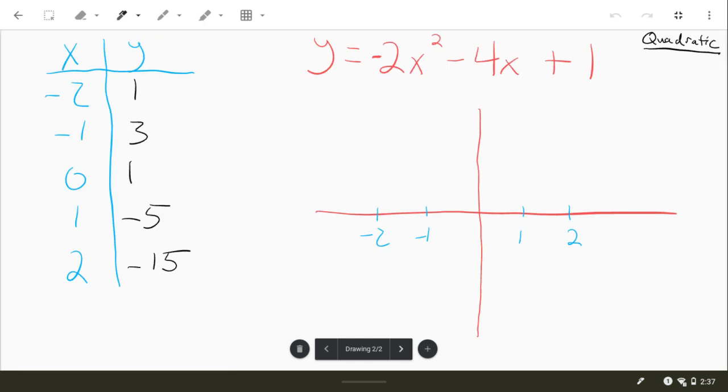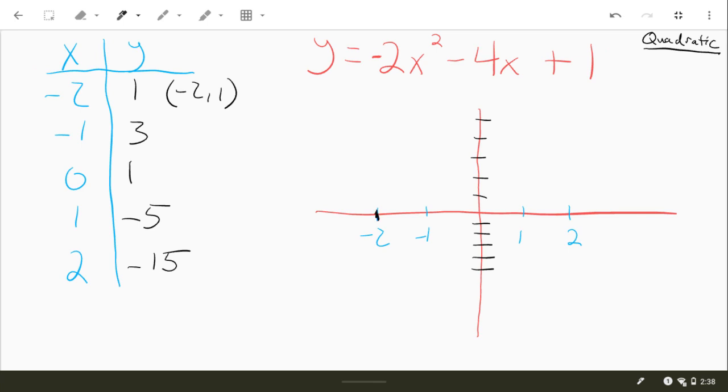All right, this one is going to have a totally different shape. So let's plot these points. -2, 1. Let me see here. Boy, let me label these. 1, 2, 3, 4, 5. And then down we'll go 1, 2, 3, 4, 5. That'll work. So -2, 1, that's going to be my first point. So -2 on the x right here, and then 1 on the y. Okay, that's going to be about right there.